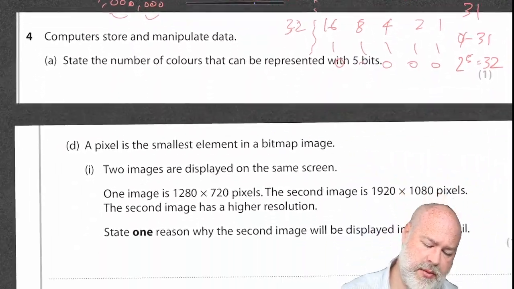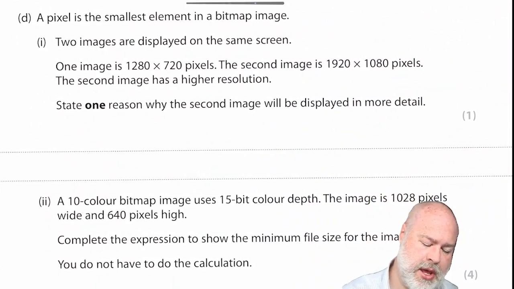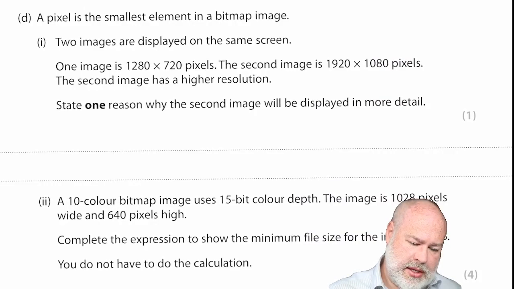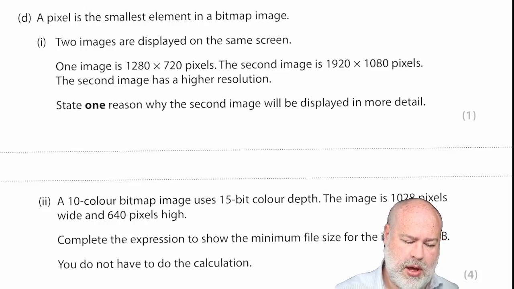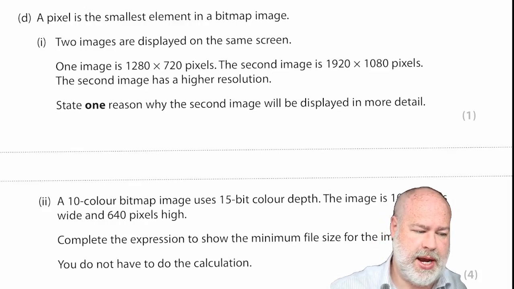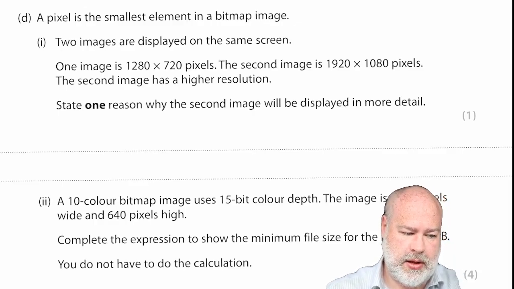So let's look at another one from a real exam. A pixel is the smallest element in bitmap images. Two images are displayed on the same screen. The second image has a higher resolution. State one reason why the second image will be displayed in more detail.